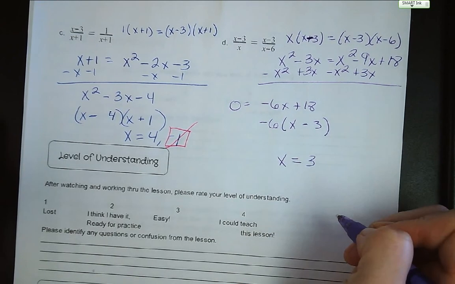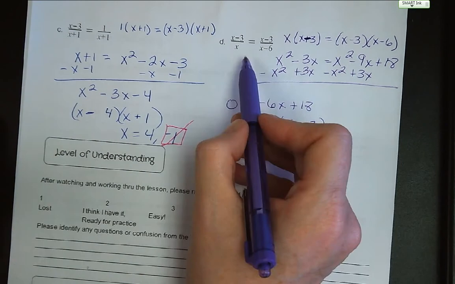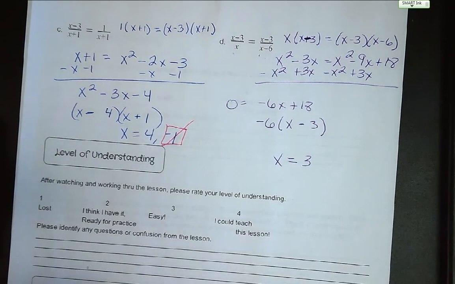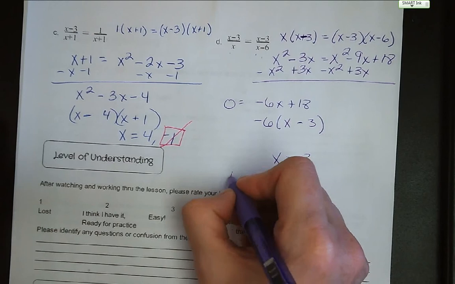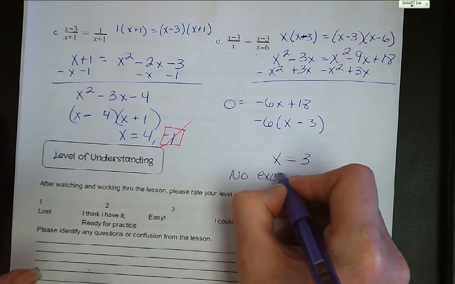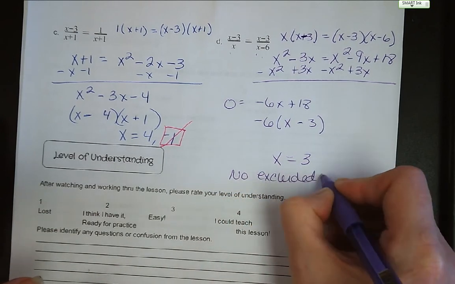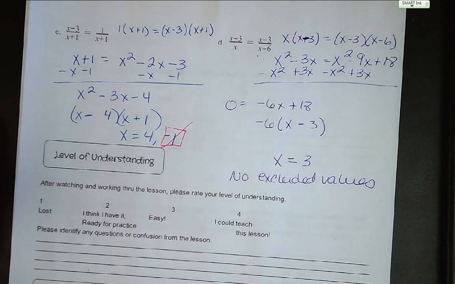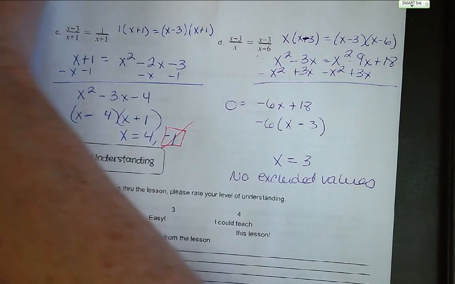So is there an excluded value in this one? Nope, there is none. The reason I did that there is just because we're creating something that's being squared does not necessarily mean that there's going to be an excluded value involved.